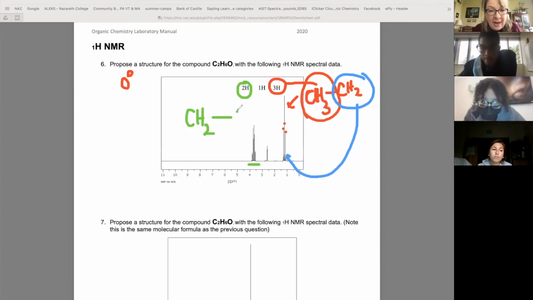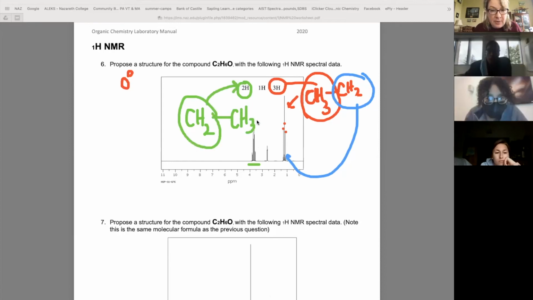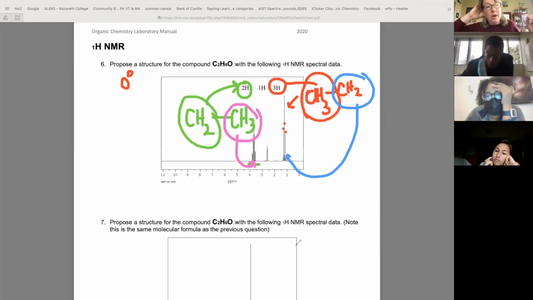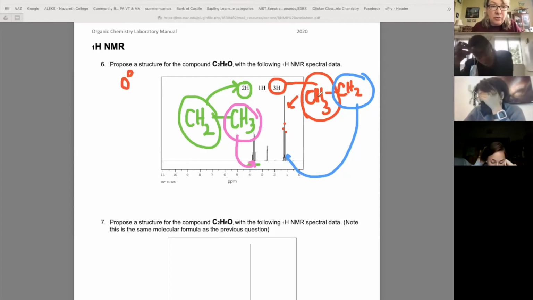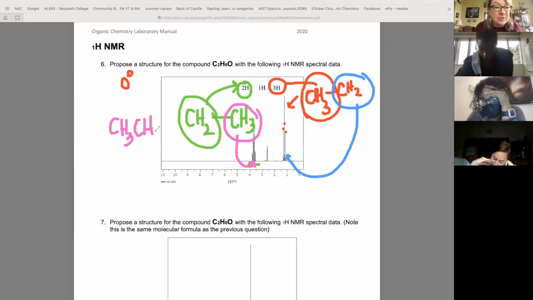So I have 3 neighbors. I have 3 hydrogens on my carbon next door. The CH2 comes from here, and the CH3 is because of the splitting. Now, if you're looking at this saying, but I only have 2 carbons, how could I possibly have both of these? These are the same. In one case, the signal in red is telling us about the CH3s, and the signal in green is telling us about the CH2. And it's the same. So I know I have a CH3 next to a CH2.